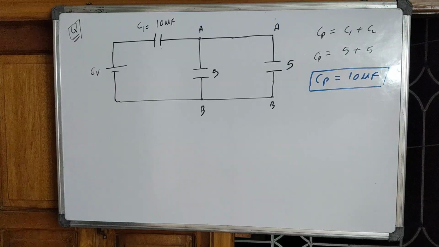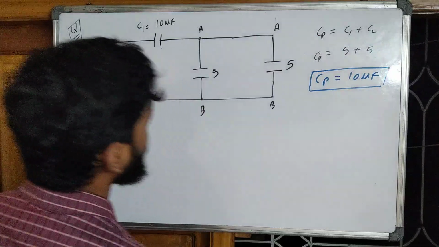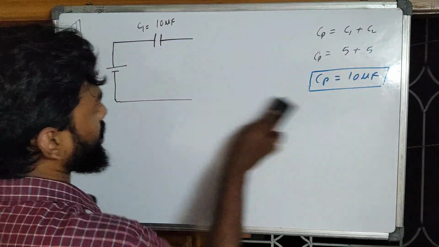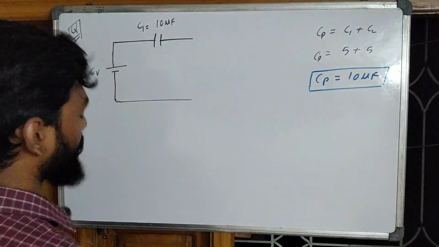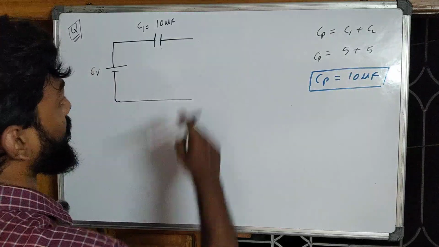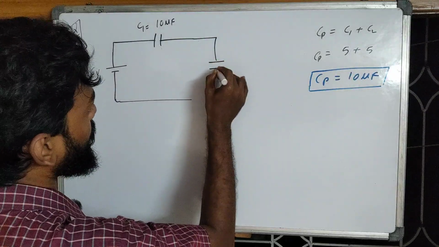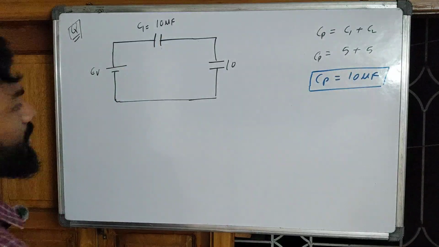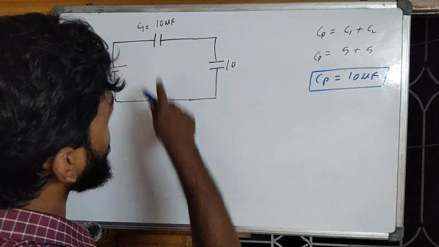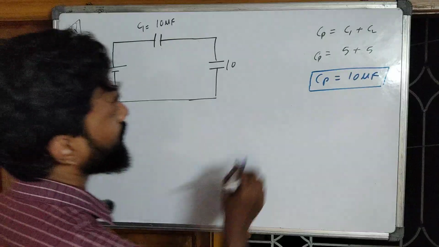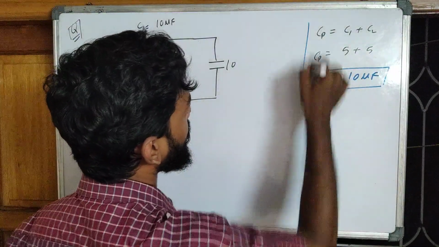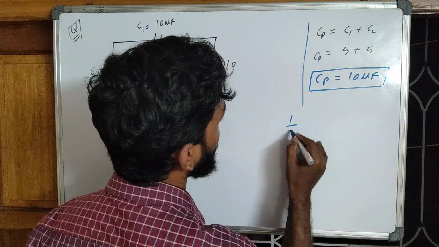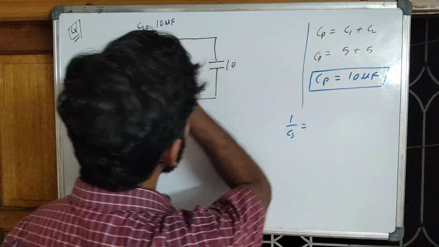All right, so again these two are connected in this. Okay, so we need to put another diagram, that is of a 10 microfarad capacitor. This is a 10 microfarad capacitor, that's the equivalent, and 10 and 10 are in what combination? 10 and this are in series combination.